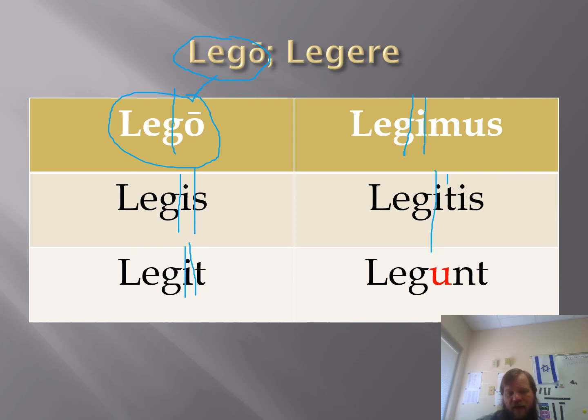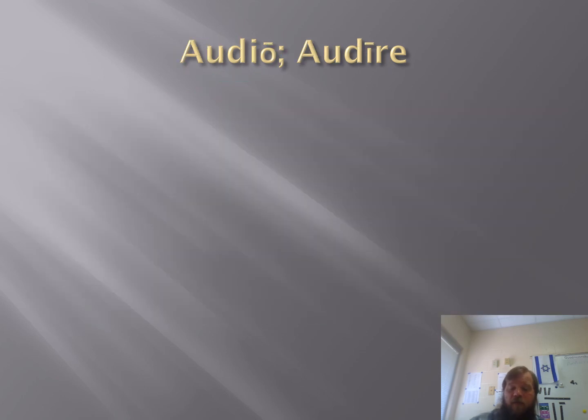L-E-G-I-M-U-S, L-E-G-I-T-I-S. Now we get that alternate joined vowel. Because our ending is NT, our joined vowel changes to the other joined vowel, a U. So L-E-G-U-N-T. Yeah? All right, rinse, repeat, right?